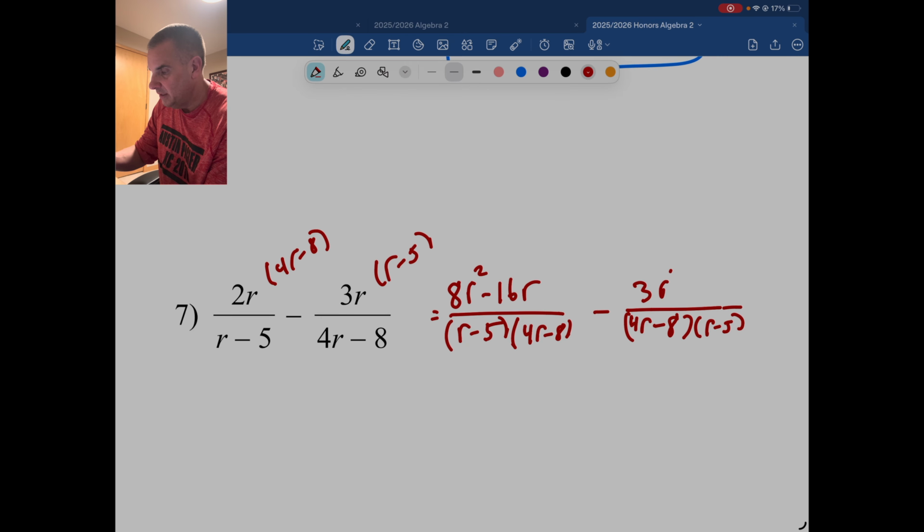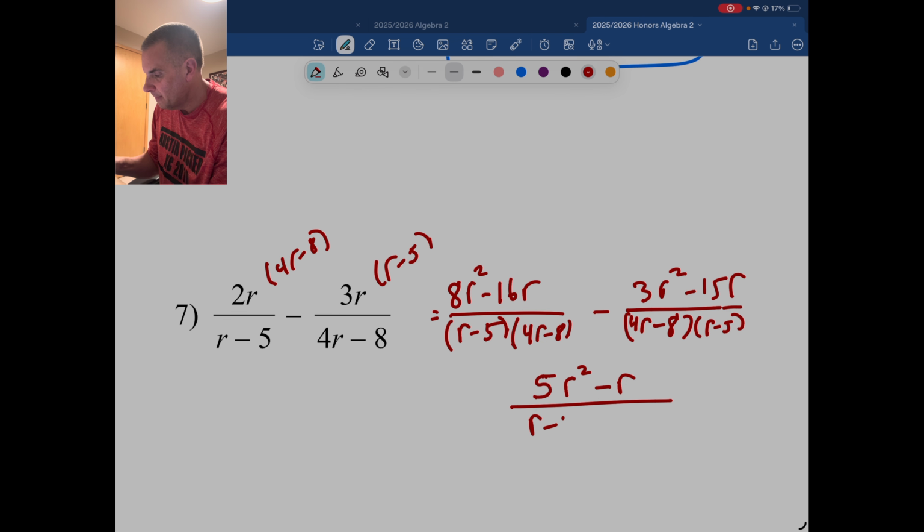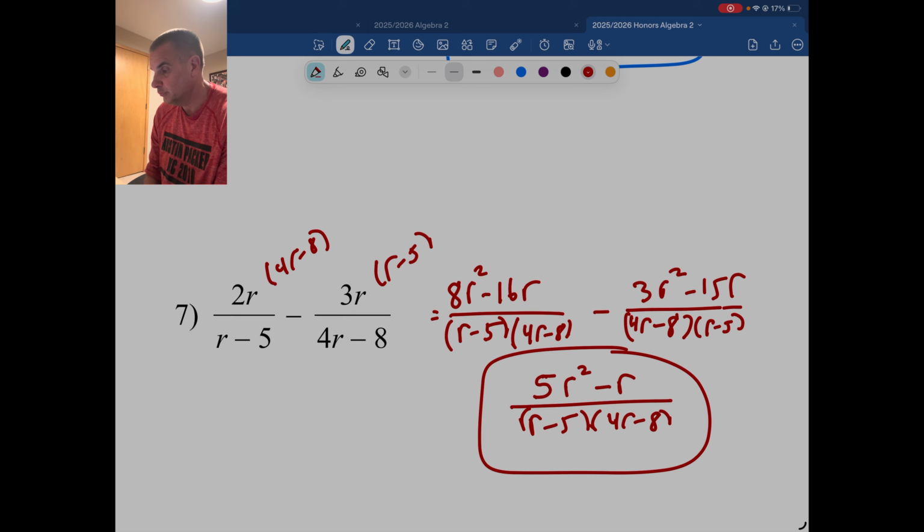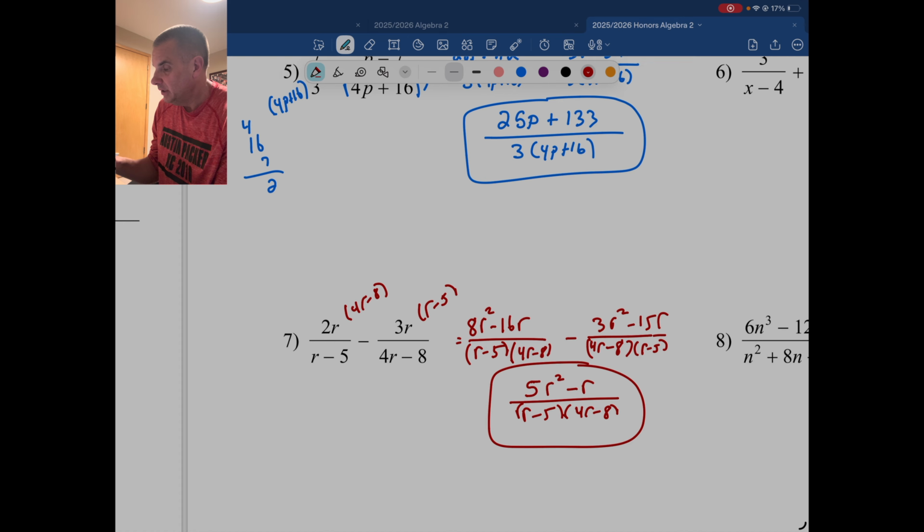3r squared minus 15r, so we've got 5r squared, 8r squared minus 3r squared, 5r squared, negative 16r minus negative 15r, so minus r, all over r minus 5. That's 4r minus 8. There's our solution. Good to me. And the last one.